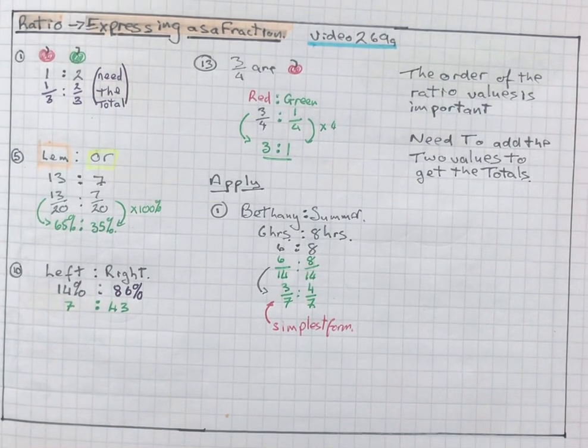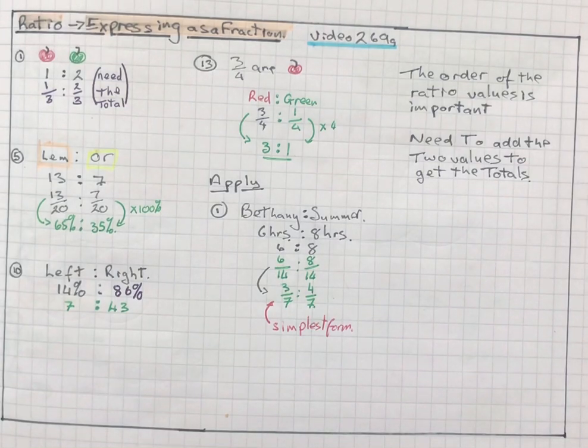Question 13 brings me into apples. I've got 3/4 of the apples are red, which means if it's only red and green, 1/4 of the apples must be green. So it's 3/4 and 1/4. To get rid of the fraction, I times both sides by 4. So the ratio of red to green apples will be 3 to 1.